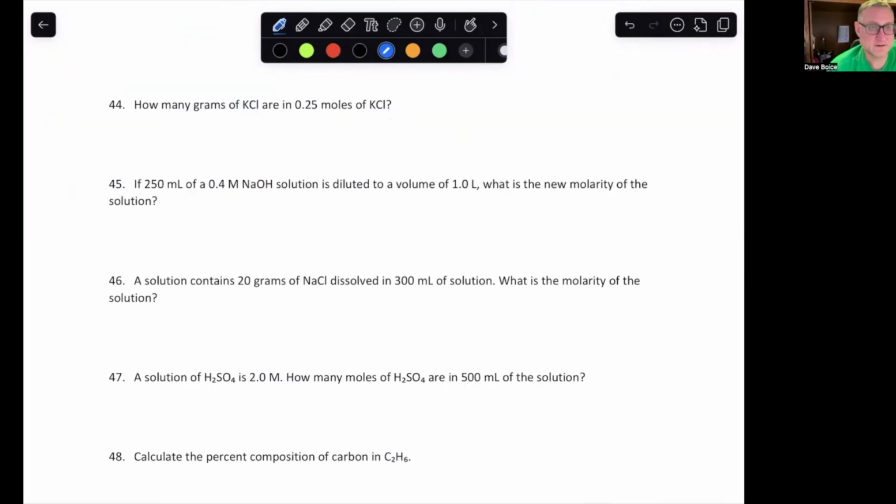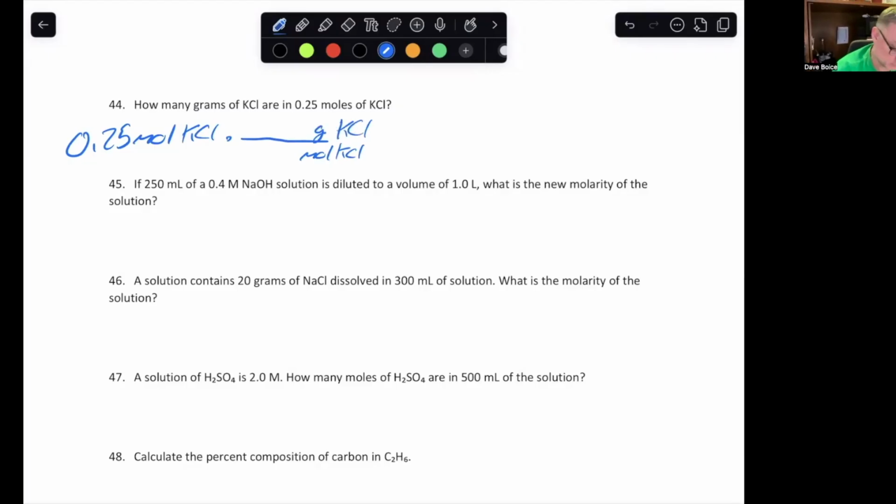Now for the, all right, home stretch, last page. How many grams of KCl are in 0.25 moles of KCl? So let's start there. 0.25 moles of KCl, and move our unit down. And it wants grams, which we can go straight there, so that's cool.